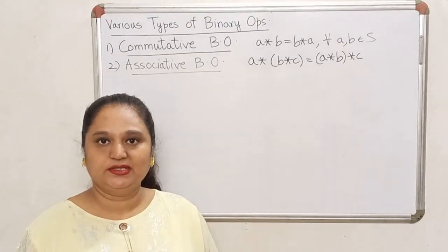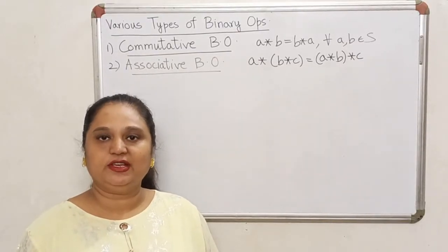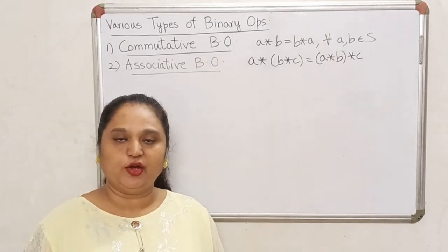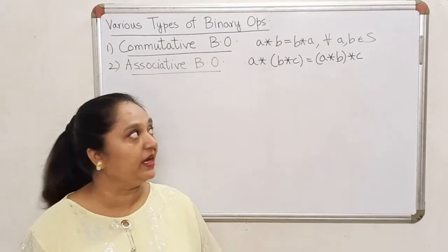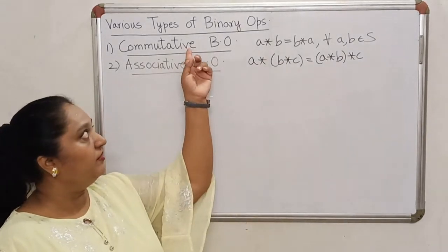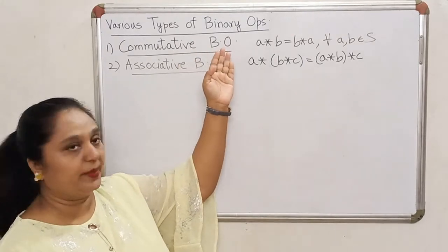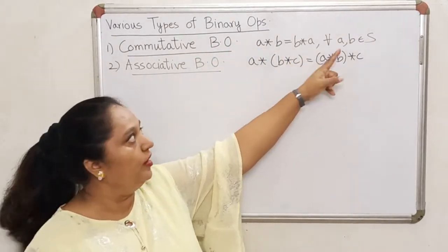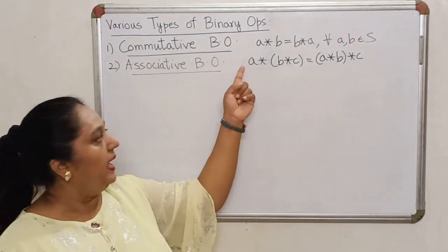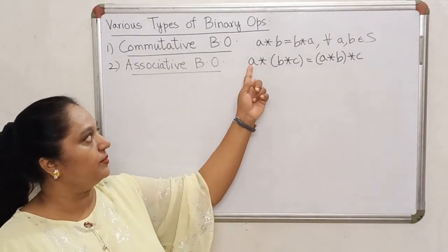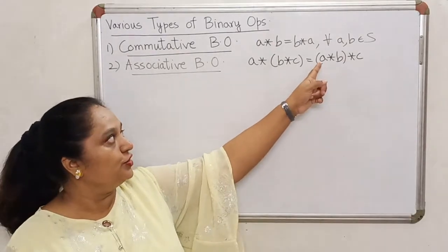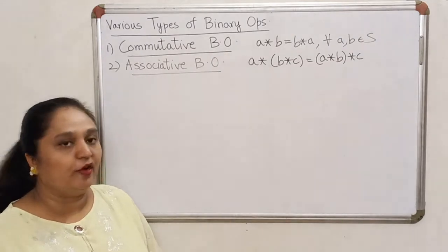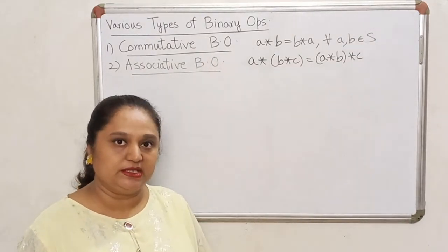Hello dear students. In the last lecture we studied two types of binary operations, namely commutative binary operation and associative binary operation. Let's recall, commutative binary operation on a set S is one where A star B is equal to B star A for all elements in the set, and associative binary operation means A star (B star C) should be the same as (A star B) star C, and this again should happen for all elements A, B, C in the given set.